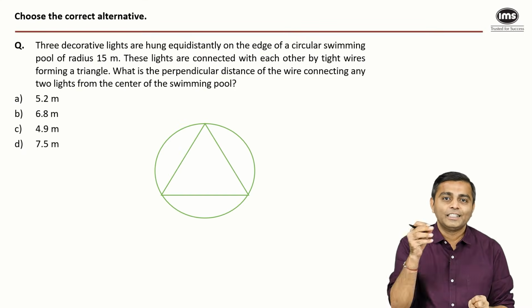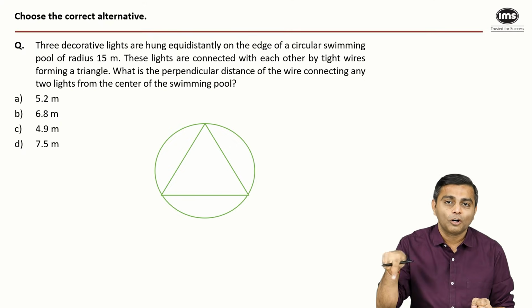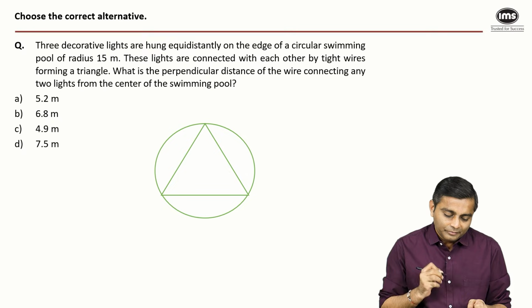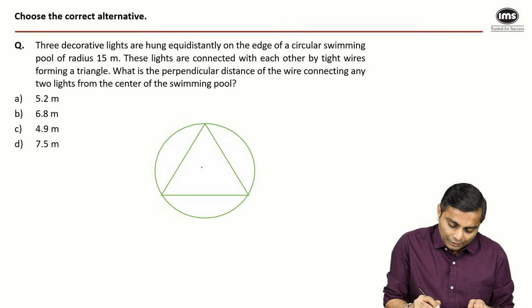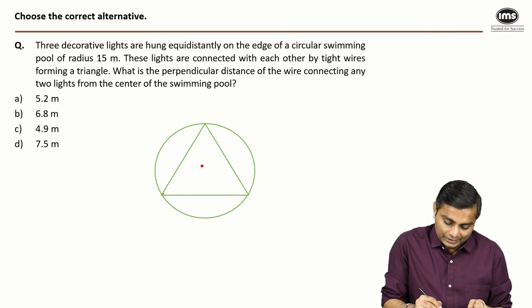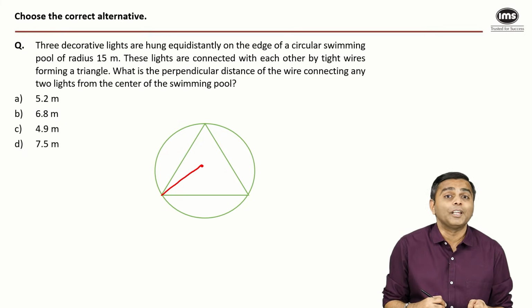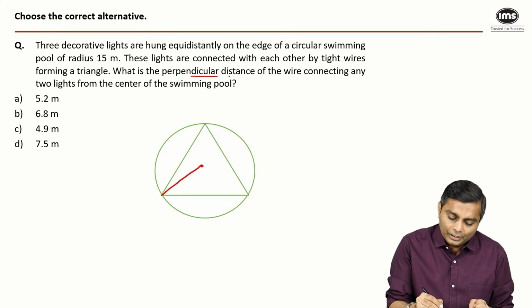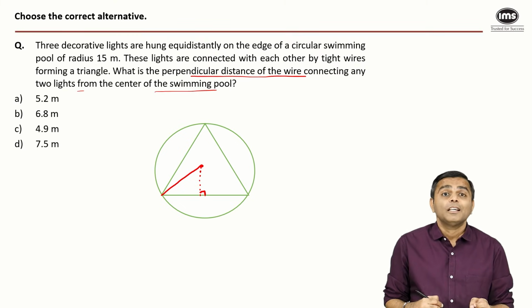It's a circle and 3 equidistant points, which means when you draw it, the wires basically are forming an equilateral triangle. Now, they say the radius is 15. So, let's say from here, the center, this part is 15. Connected with each other, the perpendicular distance of the wire connecting any two lights from the center to the swimming pool, which means this is what they have asked.